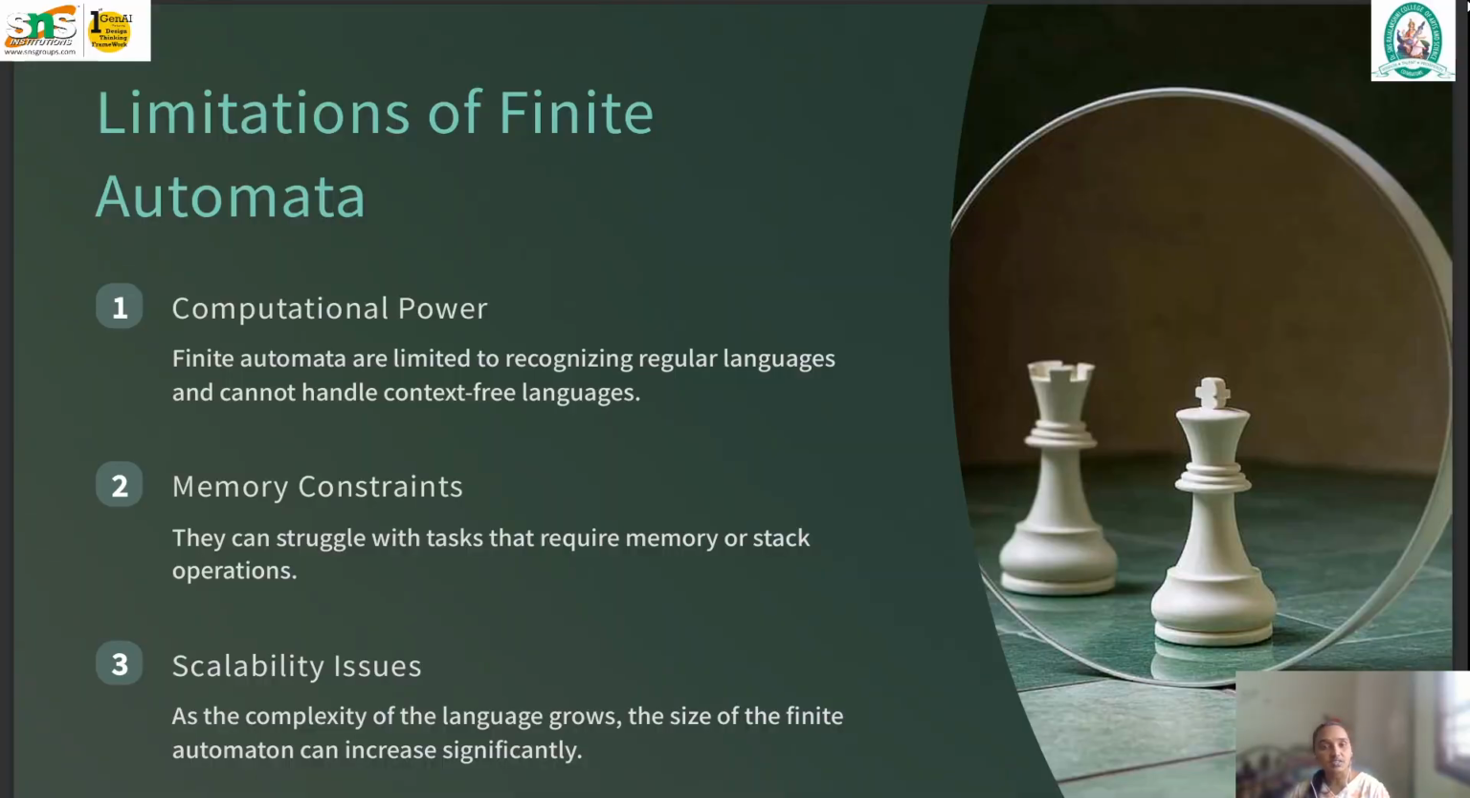Then limitations of finite automata. There are some limitations of FA: the first one, computational power; then memory constraints; then scalability issues. Computational power means they recognize regular languages and cannot handle context-free languages. Memory constraints: they can struggle with tasks that require memory or stack operations. Scalability issues: as the complexity of the language grows, the size of the finite automata can increase significantly.